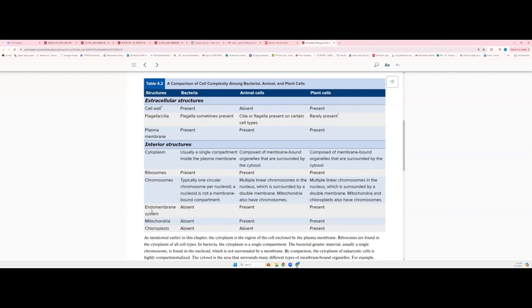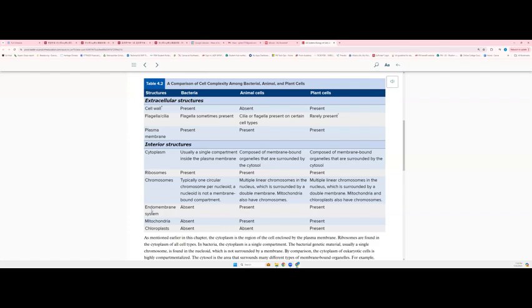And then let's talk about the inner structures. Let's talk about the cytoplasm first. For bacteria, the cytoplasm is usually more simple. Bacteria usually have a single compartment inside of the plasma membrane. But animal cells have several membrane-bound organelles, right? All these organelles are surrounded by the cytosol.